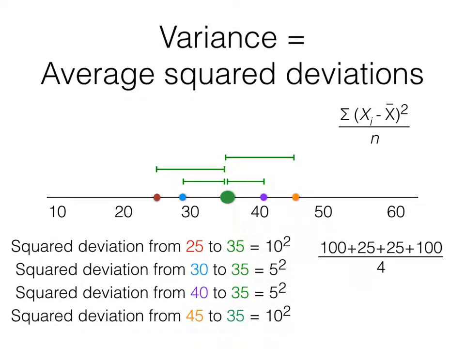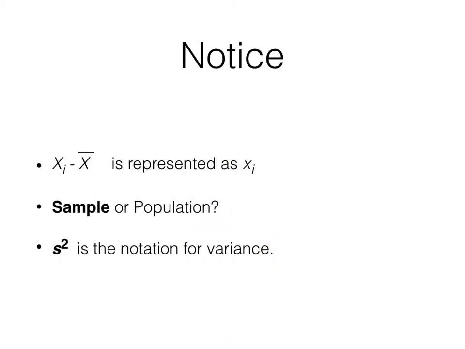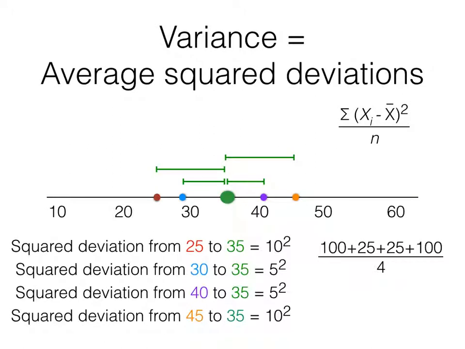You get the variance when you find the average of those. So we sum them all up and then we simply divide them by the number of deviations we have. And in this case, the variance is 250 divided by 4, or 62.5.